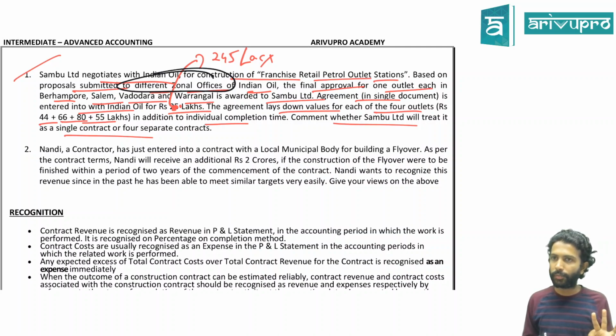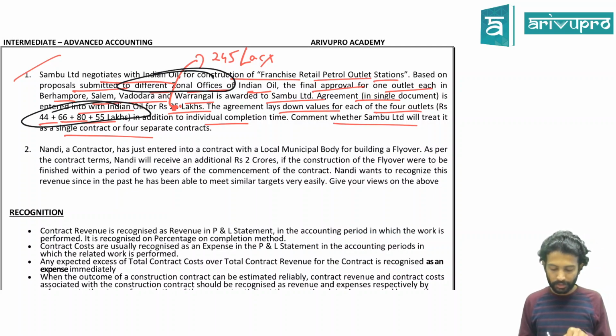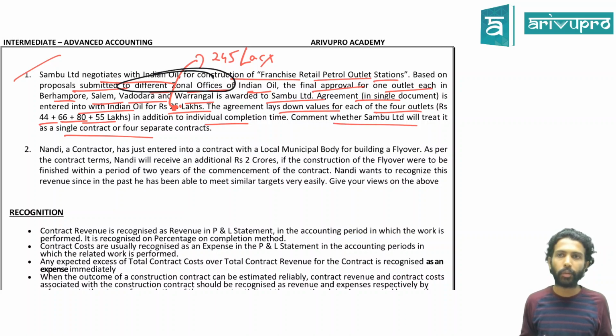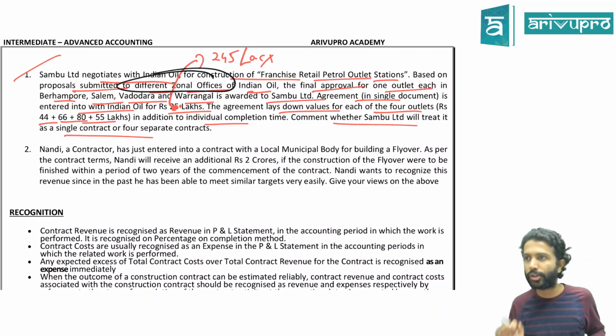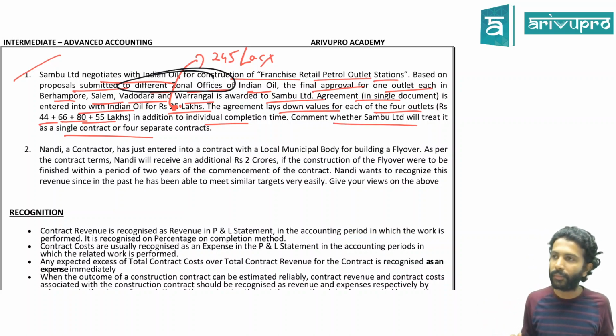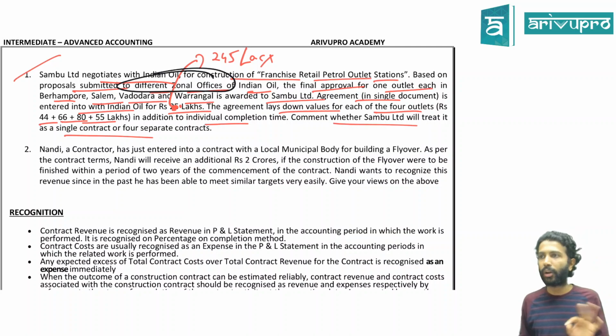And negotiation should have taken place separately. Though you entered the amount in one contract for 245 lakhs, is the price of each contract the same? You check. One is 44, another is 66, one is 80, another is 55. That means you have negotiated them either as a package or separately. If you had negotiated them as a package, you should have just mentioned 245 lakh. Why should you give individual value for each contract? If individual values are given, how did the negotiation take place here? Package or separately?